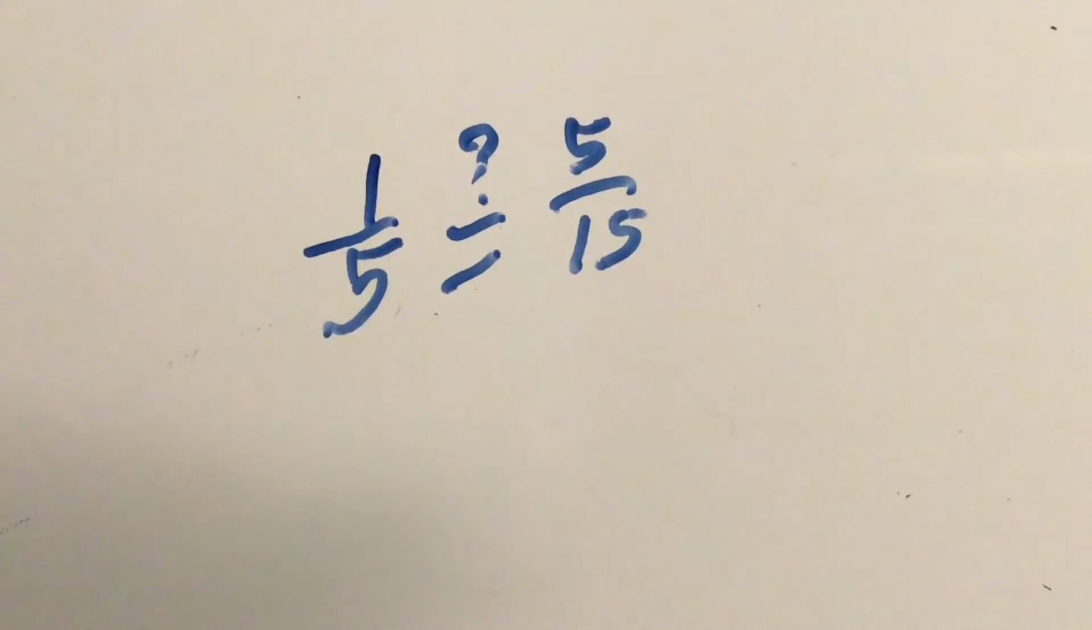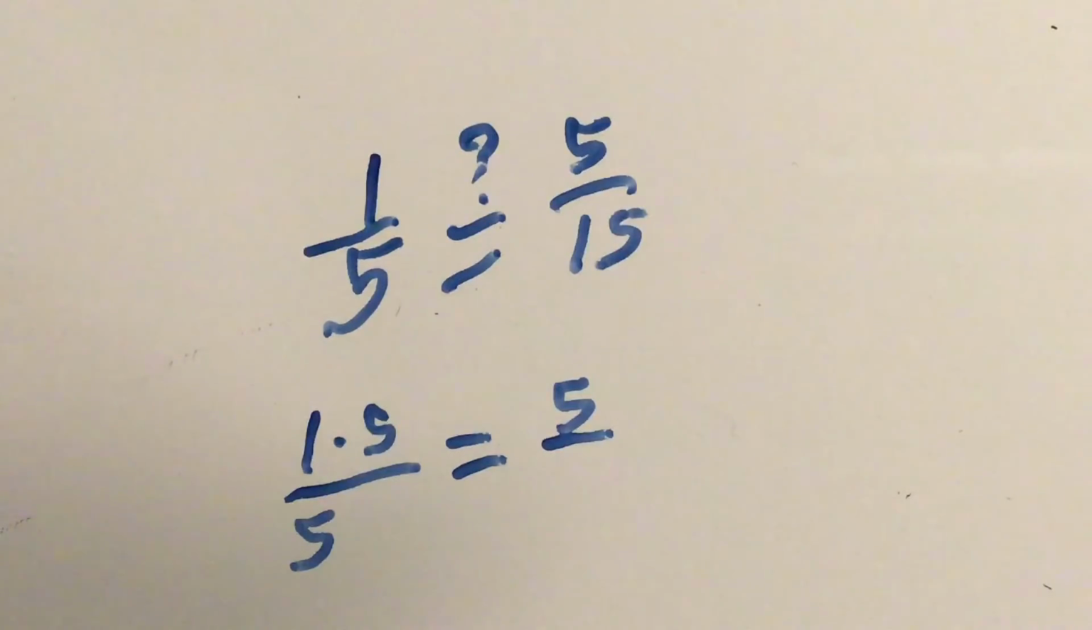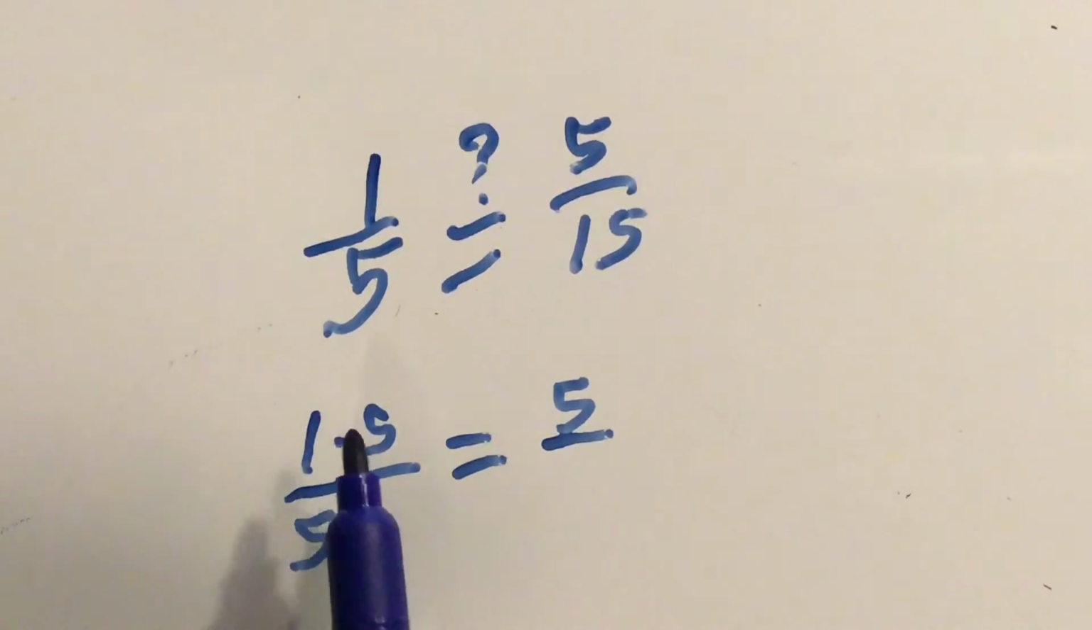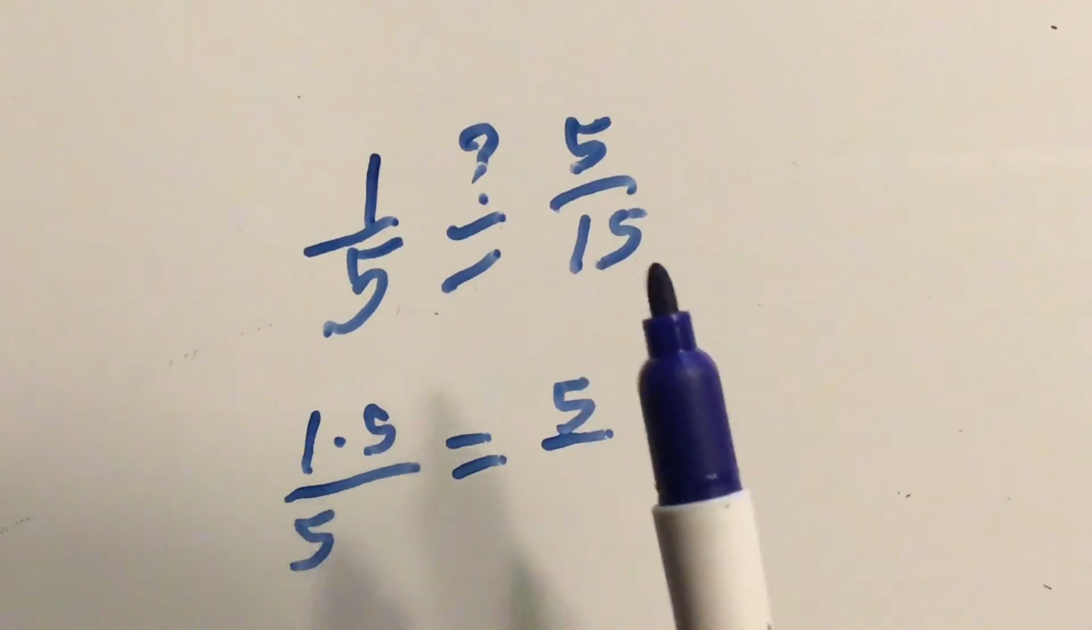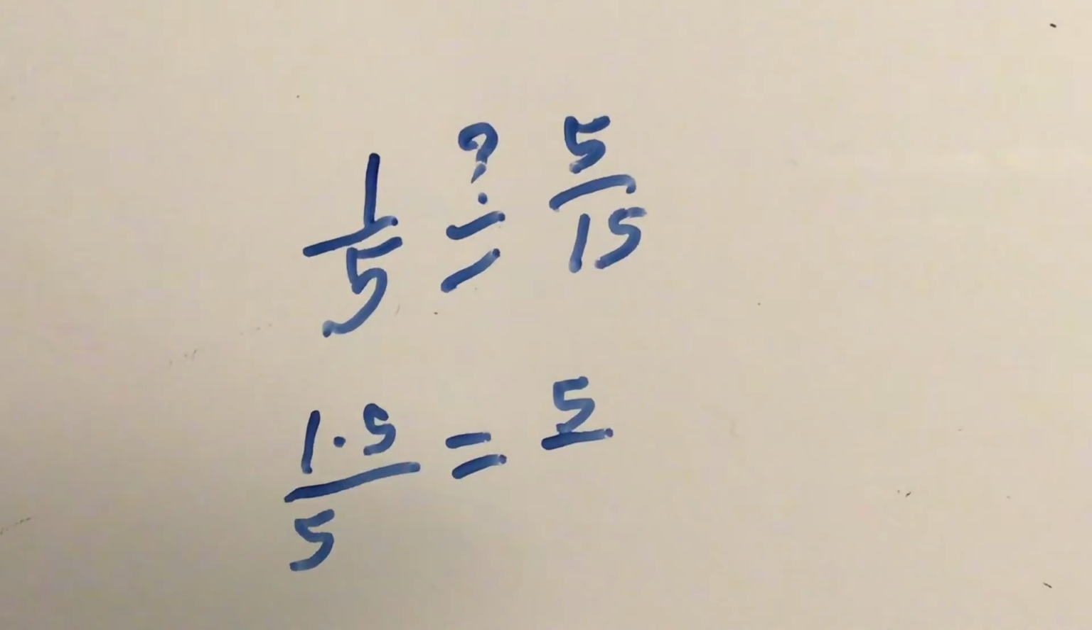So the question here is, does 1 over 5 equal 5 over 15? Is the ratio 1 over 5 equivalent to the ratio 5 over 15, or are both these two ratios proportional to each other? Let's find out. In order to turn 1 into 5, we multiplied the numerator by 5. So here's what I show: 1 times 5 equals 5. So right now our ratios seem to be equivalent or proportional so far.